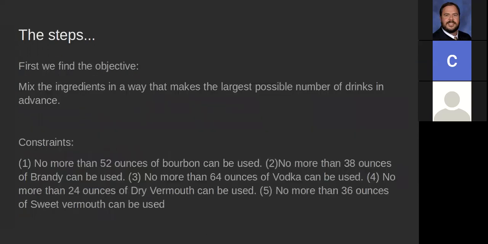So first you want to find the objective. That's the first step once you're doing a linear program. In this case, it's to mix ingredients in a way that makes the largest possible number of drinks in advance. And then you want to look at what constraints you have.